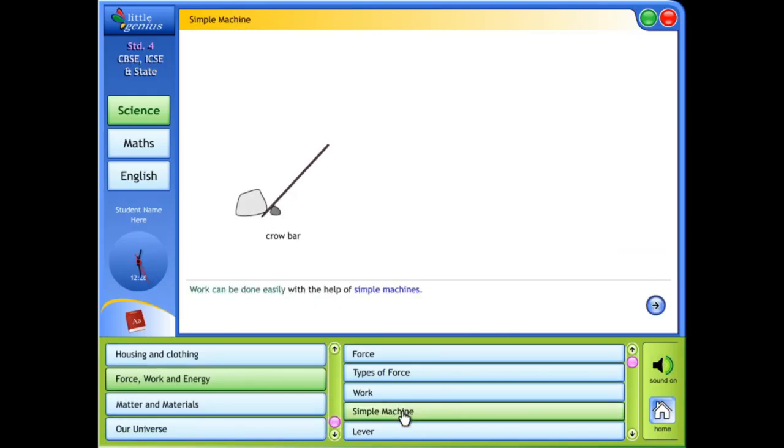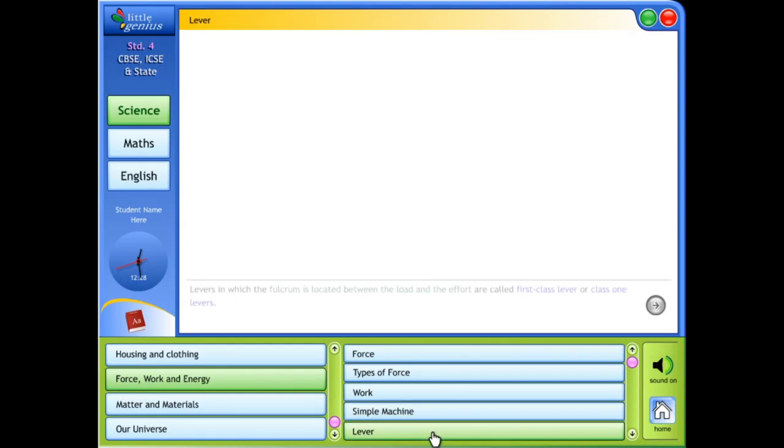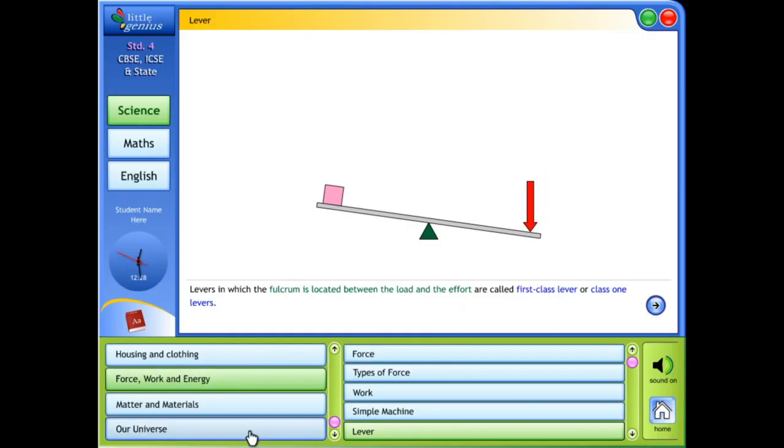Simple machine. Work can be done easily with the help of simple machines. Lever. Levers in which the fulcrum is located between the load and the effort are called first-class lever or class 1 lever.